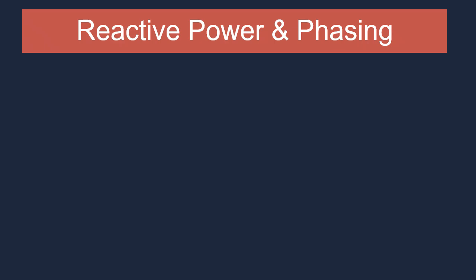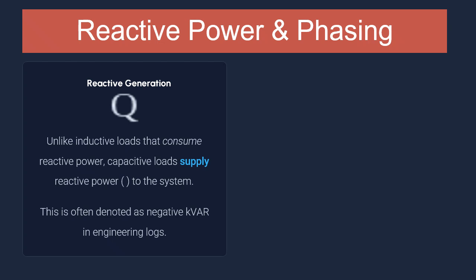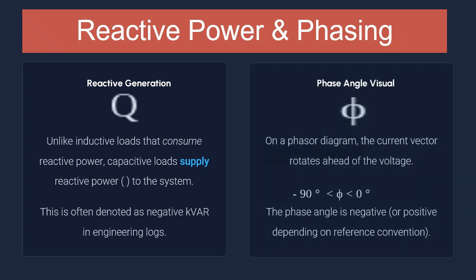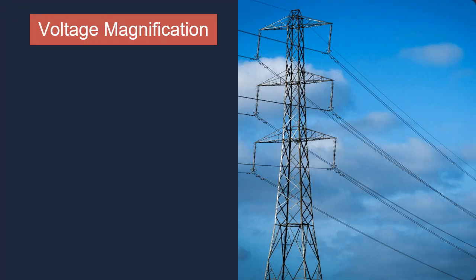Reactive power and phasing. The key difference in leading PF is its role in reactive power flow. Capacitive loads perform reactive generation, they actively supply reactive power, Q, to the system, rather than consuming it. This is why leading power factor is sometimes recorded as generating negative kVAR. Visually, on a phasor diagram, the current vector is rotated ahead of the voltage vector. The phase angle, phi, falls between 0 and -90 degrees, confirming the capacitive nature of the load.